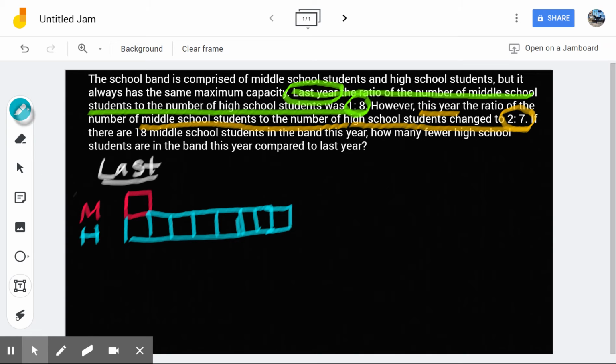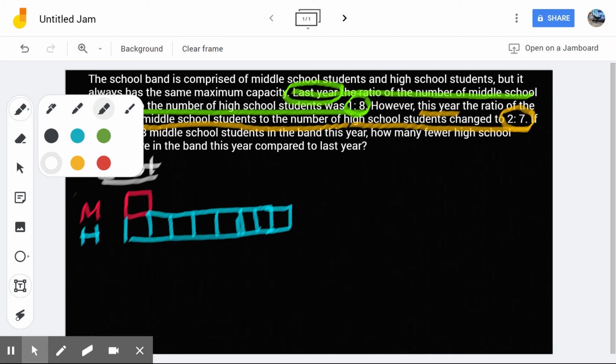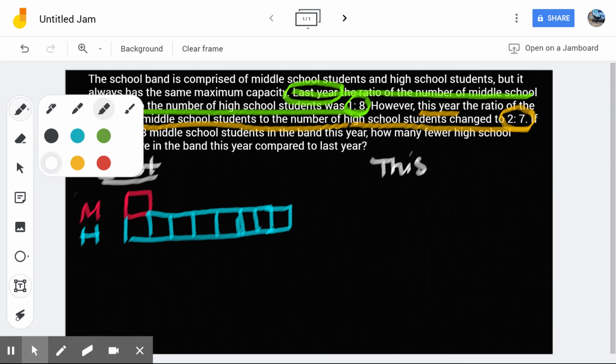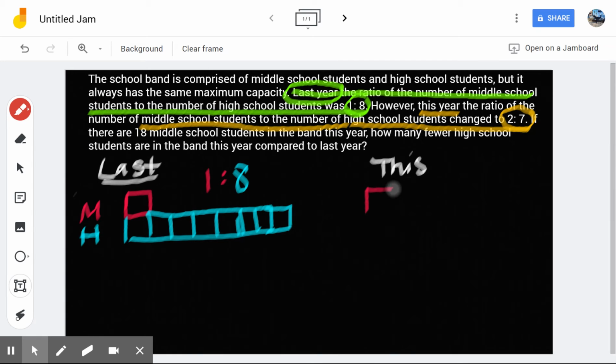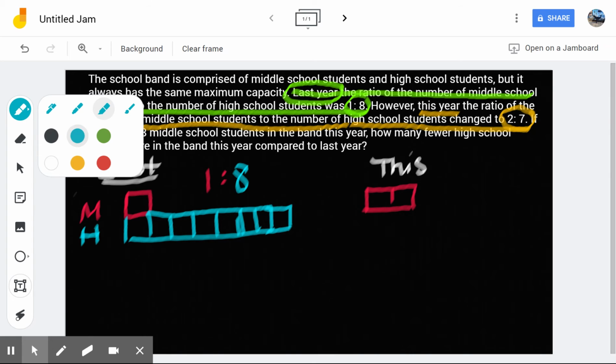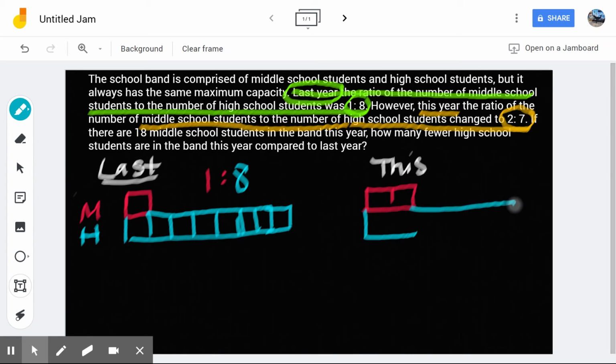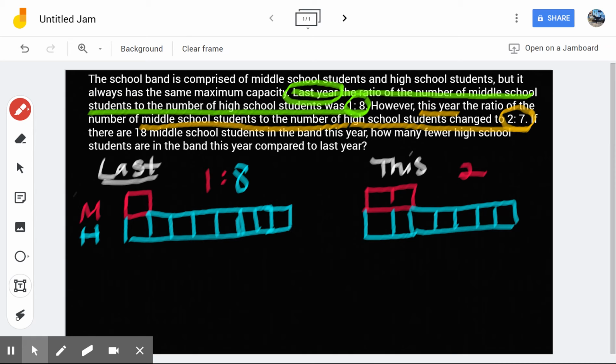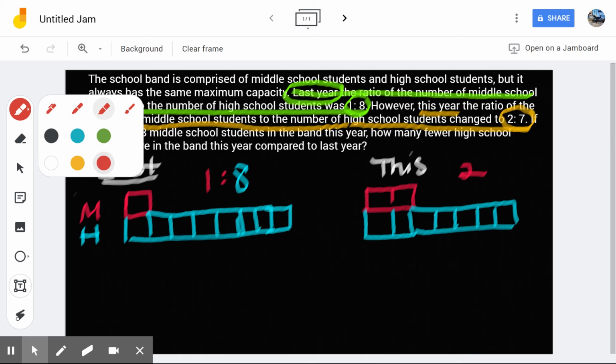Hopefully that's 8. Okay. And we also are talking about this year, and we know that there was a change. So this year, the ratio changed from 1 to 8, which is what it was over here on the left side, 1 to 8. This year, though, it looks like it's 2 to 7. Again, the reason why I'm drawing the tape diagram in such a way is so that it matches up with the ratio that's given in the story problem.